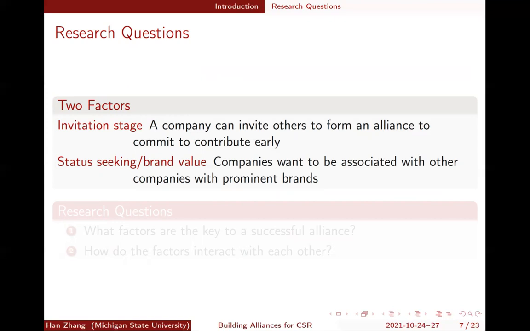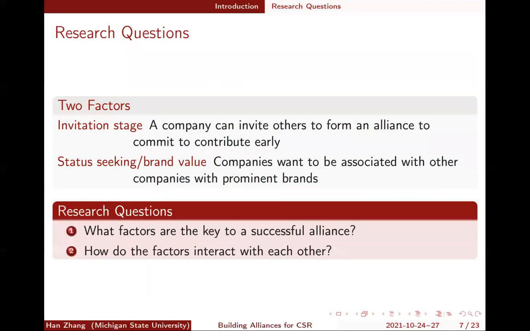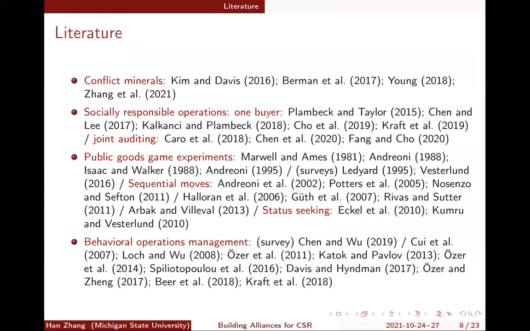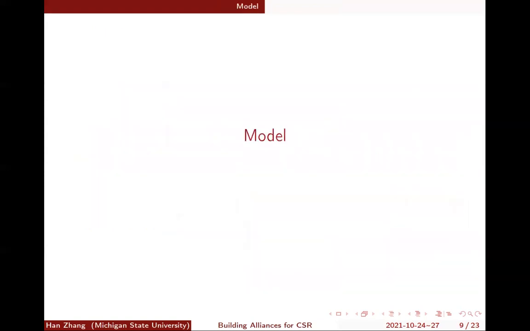Second, heterogeneous brand values that may induce status-seeking behavior, where companies want to be associated with other companies with prominent brands. We want to understand what factors are the key to a successful alliance and how the factors interact with each other. For the sake of time, I will skip the literature review. To our knowledge, we are the first to study a public goods game in the context of socially responsible operations and to study the interaction between alliance formation and status seeking.